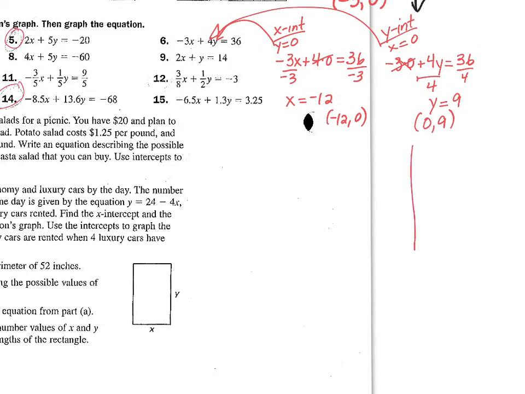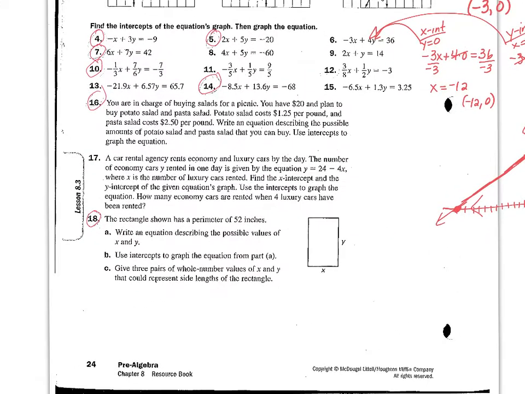So if we were doing this graph, okay, you plot both of those points. So we'd have to go 1, 2, 3, 4, 5, 6, 7, 8, 9, 10, 11, 12. There's a point right here at -12, 0. And then we have another one at 0, 9. 1, 2, 3, 4, 5, 6, 7, 8, 9. That's 0, 9 right here. And we simply connect them. You guys need to remember that our graphs go by ones, not by twos, or I will take points off.